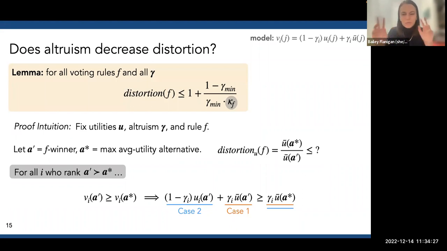So we expect that reasonable voting rules will have some lower bound on the number of voters who have to rank A prime ahead of A star. Kappa F is that parameter. It's the minimum number or fraction of voters who have to rank the winner ahead of any other alternative pairwise. Okay, and so this is the upper bound that we get on all voting rules.